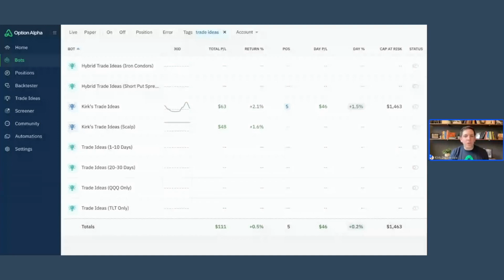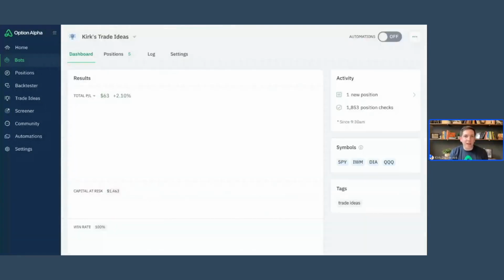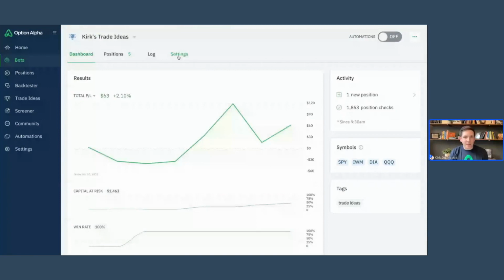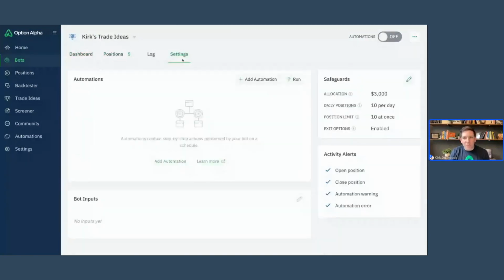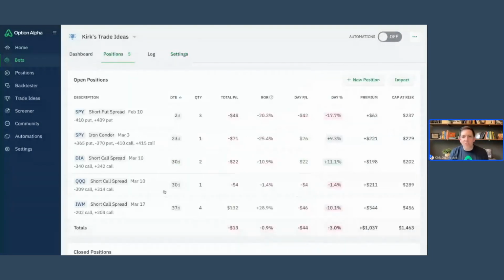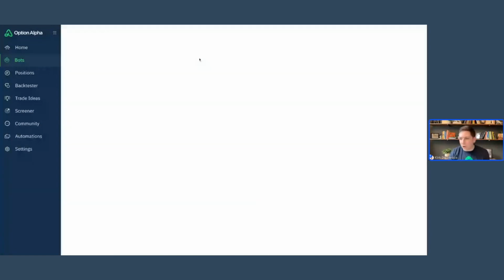So one way that you can do it is you can put all your trade ideas into one bot called Trade Ideas. So far, that's what I generally do. I put them into something called Trade Ideas, and Trade Ideas is just an empty bot. It has no automations, but I give it some position limits, and I leave enabled the exit options, which are enabled by default, so you have to disable them. So this bot is still managing my positions right here. All the positions that I have open, it's still managing those, but I'm not adding any extra automations to them.